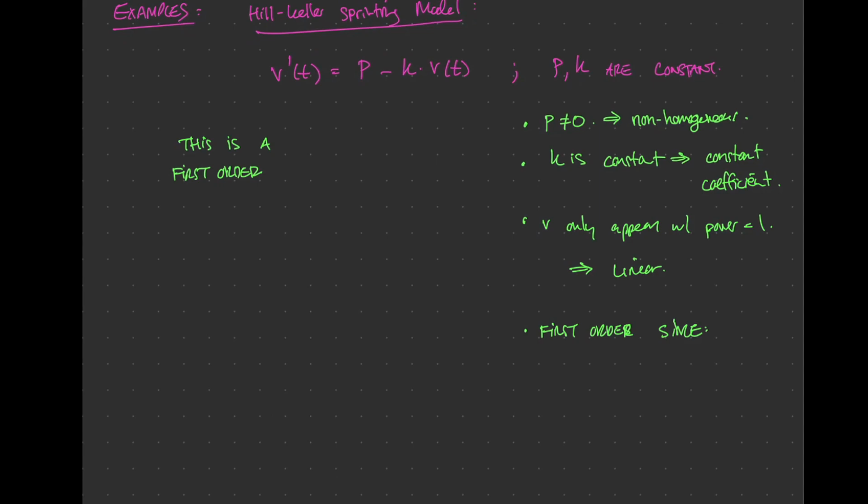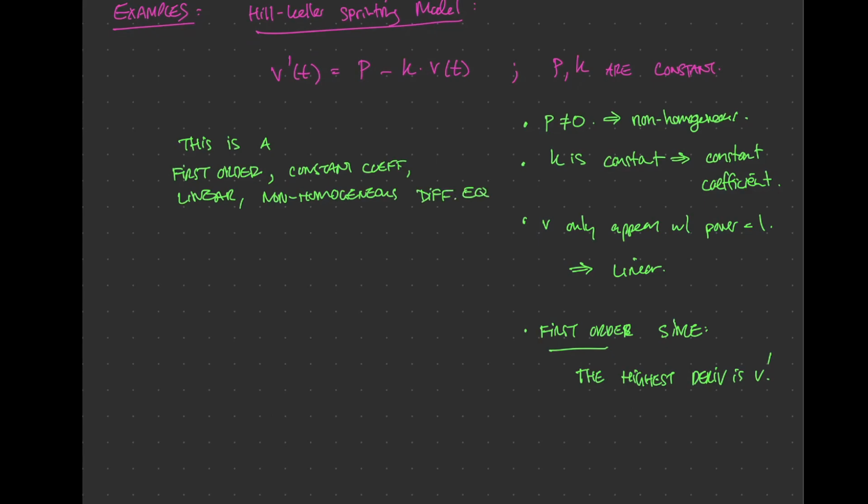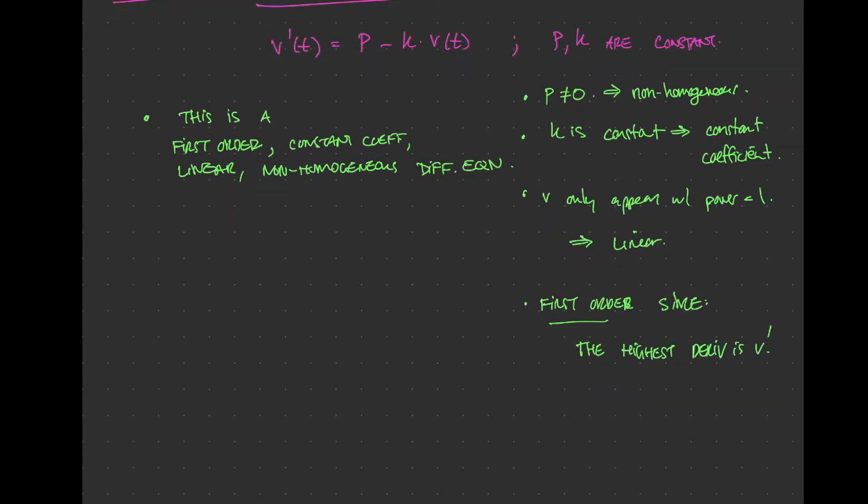Since the highest derivative is v prime, right? The first derivative. So this is a first order constant coefficient linear non-homogeneous differential equation. All right, so make sure you can see all of those pieces before moving on.